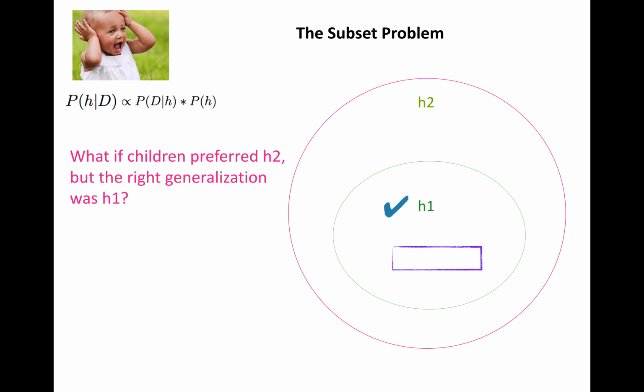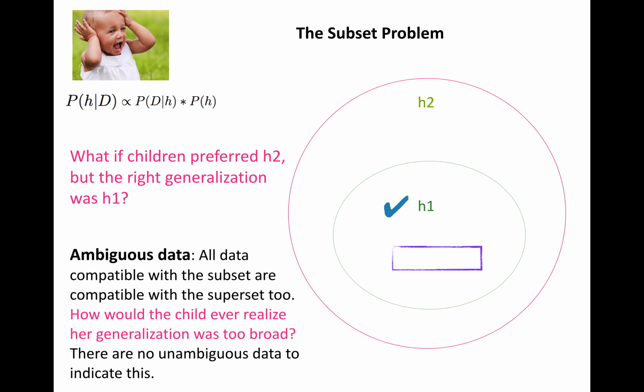Let's walk through what that is. The idea is simply this. What if children preferred H2, the superset hypothesis, but the right generalization was actually H1, the more specific subset hypothesis? Ambiguous data are a problem because all data compatible with the subset are, by definition, compatible with the superset too. So how would the child ever realize that her generalization was too broad, that she needed to shrink down to the subset, because there are no unambiguous data to indicate this?